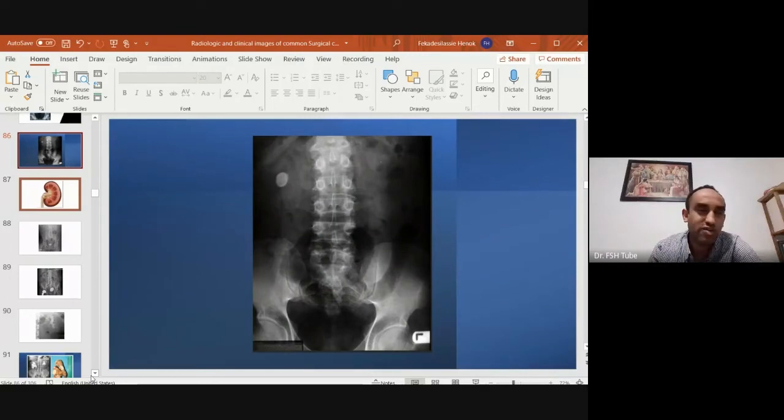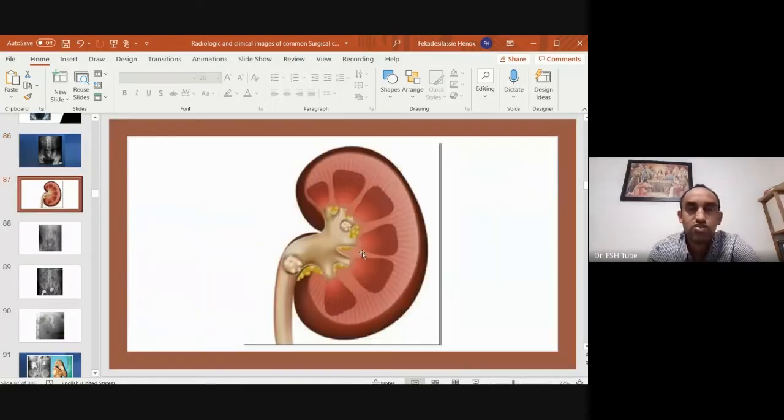Huh? So in present. So stone disease, you may find a stone within the parenchyma. You may find it in the pelvicalyceal system. This is a renal pelvis. You may find the stone in the pelvis, the renal pelvis. You may find a stone at the junction between the ureter and the renal pelvis. We call it pelvi-ureteric junction.